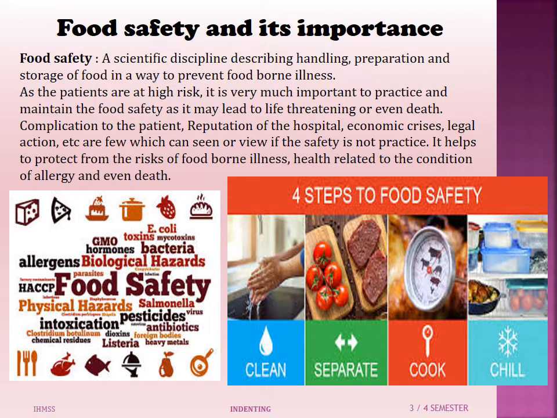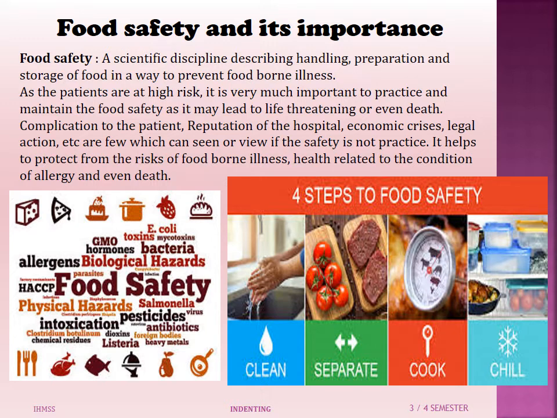Food safety and its importance. This is one of the most important because we are going to deal with food, and the utmost importance that we have to take care of is the food which we are dealing with, as it is going to be served to the patients. So, food safety, a scientific discipline describing handling, preparation, and storage of food in a way to prevent foodborne illness.